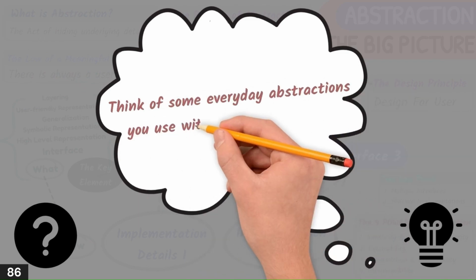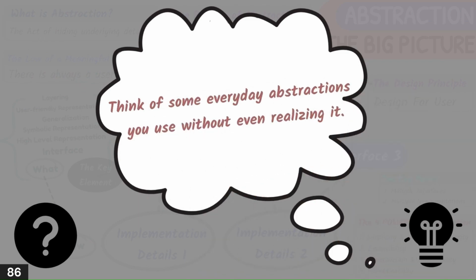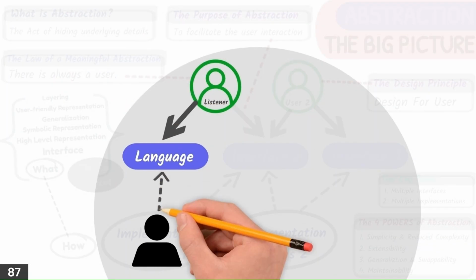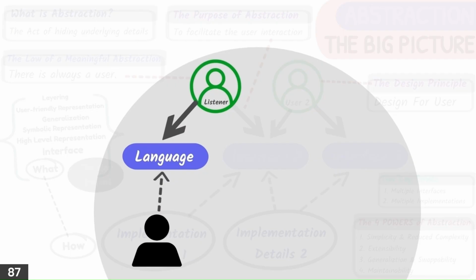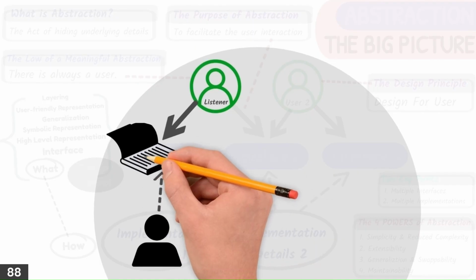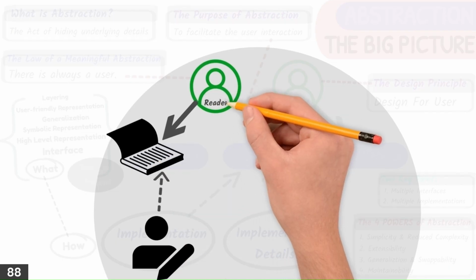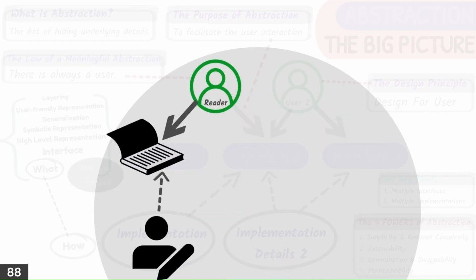Think of some everyday abstraction that you use without realizing it. How about language? The words we speak or write. When we want to interact with someone, we can't access their thoughts directly. We use language as an interface. Or how about a book? We can't access the author's mind directly. Instead, they share their knowledge through the book, and we read it to learn their opinions. A book is an interface.